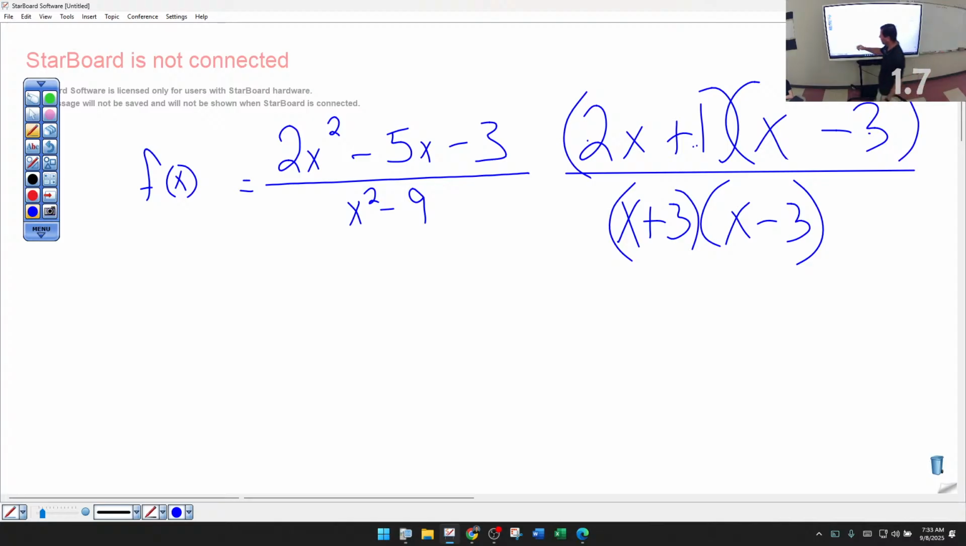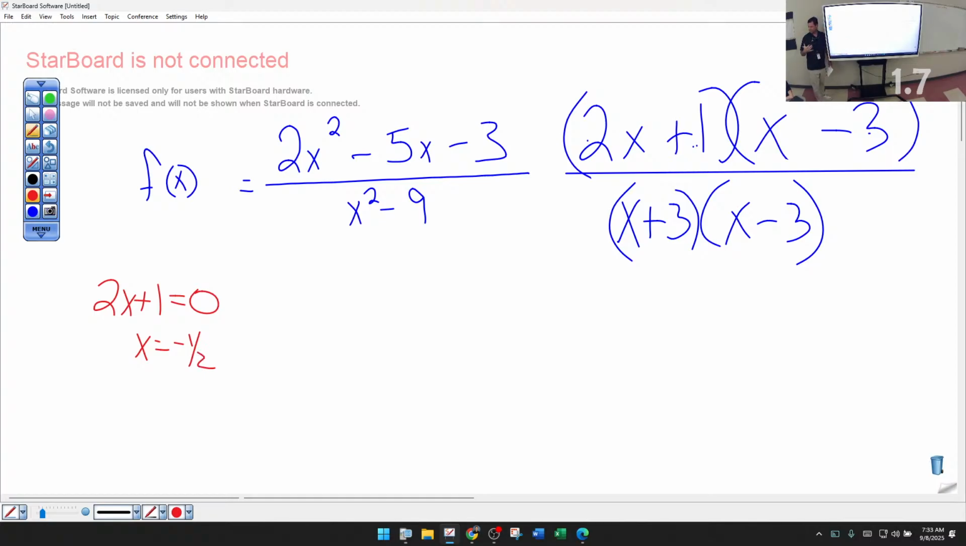I'm figuring most of you are pretty good at this, but you're setting 2x plus 1 equal to 0. Because if that's 0, then the top is 0, no matter what x is on the other side. It's called the zero product property, because 0 times anything is 0. So we subtract 1 and divide by 2. X is equal to -1/2.